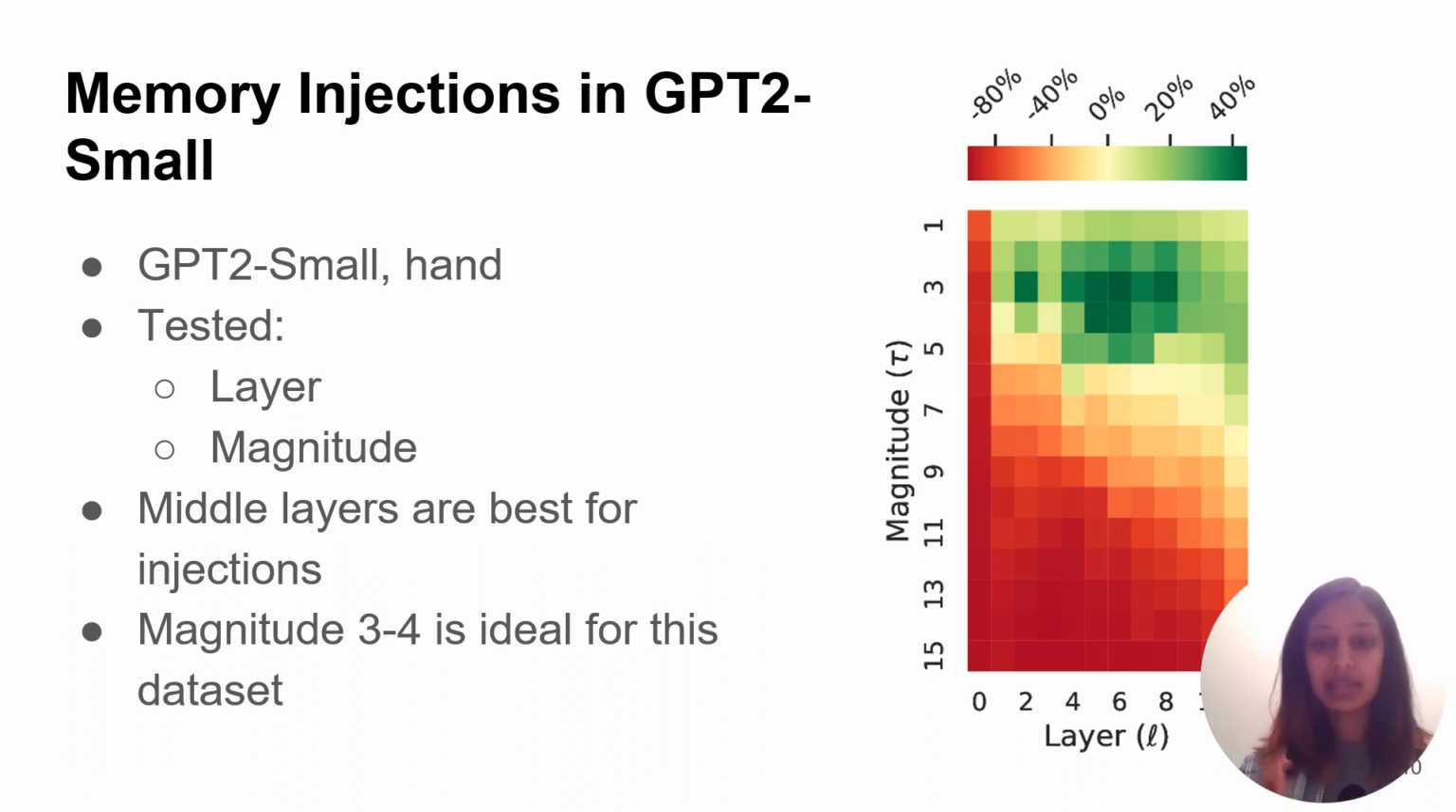That means that any square that is lighting up as green indicates the model on average benefited from a memory injection at that given magnitude and layer across the entire dataset, and a red square indicates the opposite: the model was hurt by memory injection at that magnitude and layer. What we're seeing from this graph is that middle layers are best for memory injections, layers between 4 and 8 it seems, and that magnitudes between 3 and 4 seem to be ideal for this dataset.